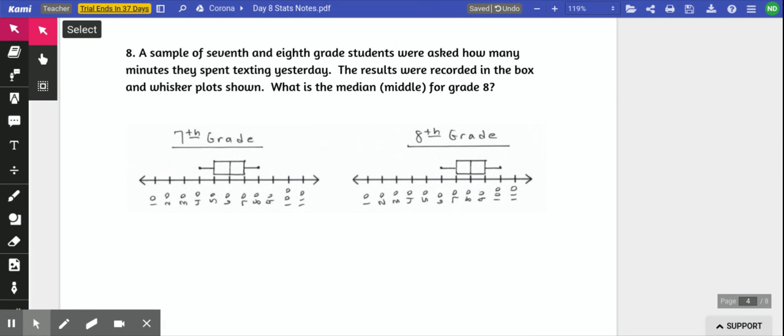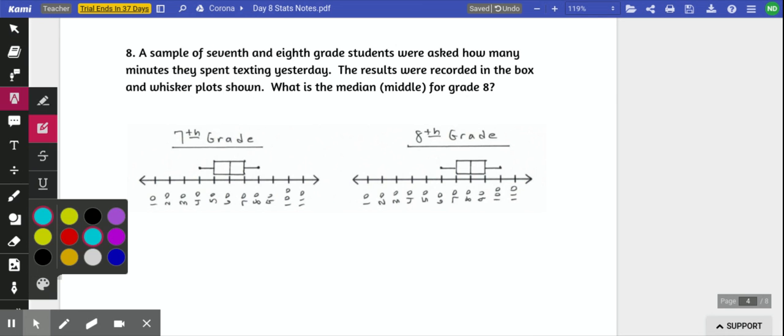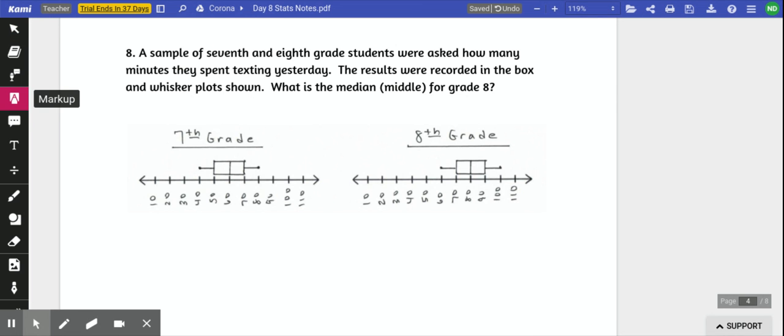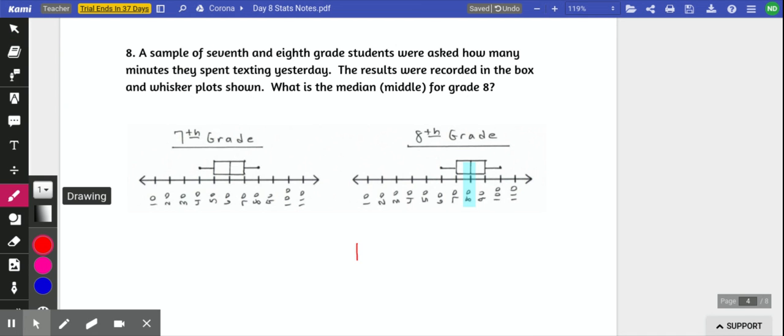Okay, number 8 says, same box and whisker plots, but now we want to determine the median for grade 8. So again, I need to locate that second vertical line segment for my median. And we look at the number right below that vertical line segment to tell us what our median is. For grade 8, our median is equal to 80.